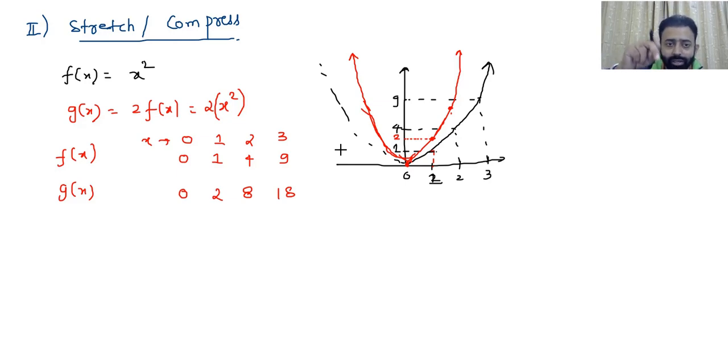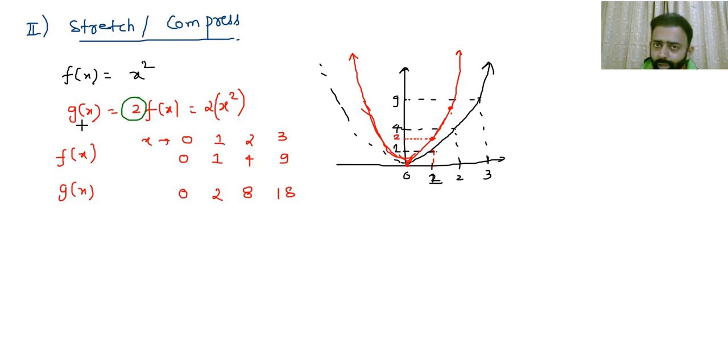Earlier at x equal to 2, you were getting the f(x) value as 4. But now at x equal to 2, the graph is stretched. You are getting 8 as the value. Similarly, at x equal to 3, you were earlier getting 9, but this time you are getting 18. So you have stretched the graph along the y-axis. This is only possible due to this 2. You have multiplied the function by 2.